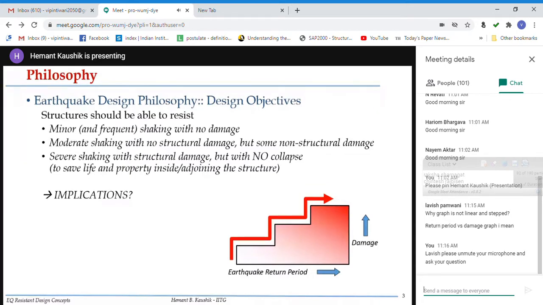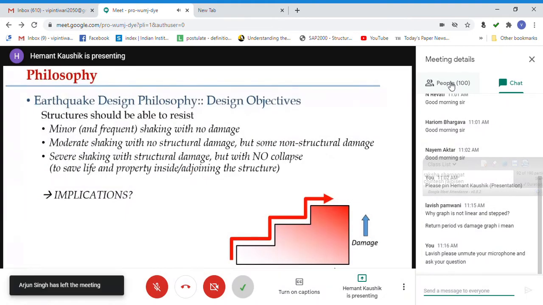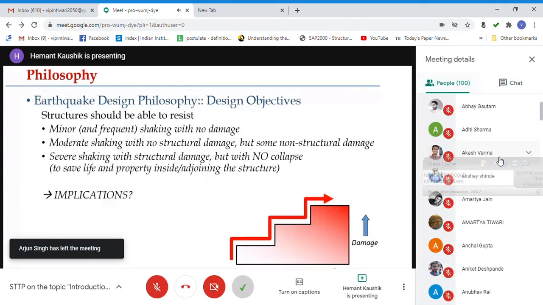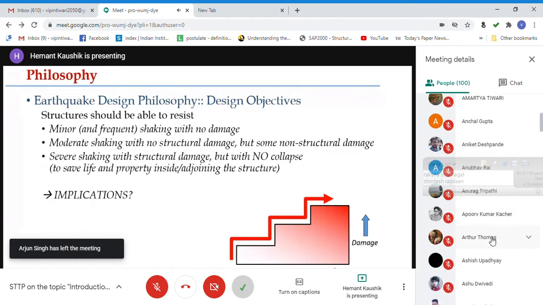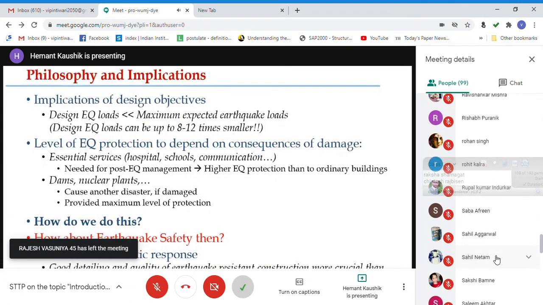Now this is very interesting. The interesting part is when we expect damage, we are saying that damage is okay. So then how do we control? How do we design that after this much damage, structure should not damage further? So that is the beauty of earthquake resistant design. So what are the implications then? Now, these are the implications of the design philosophy.